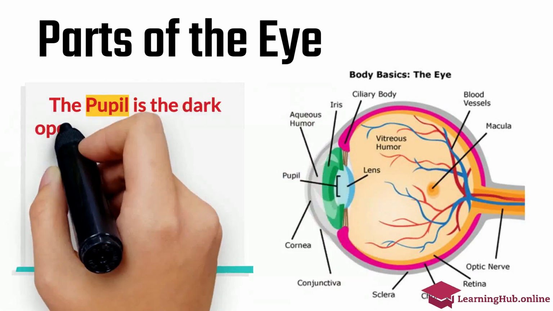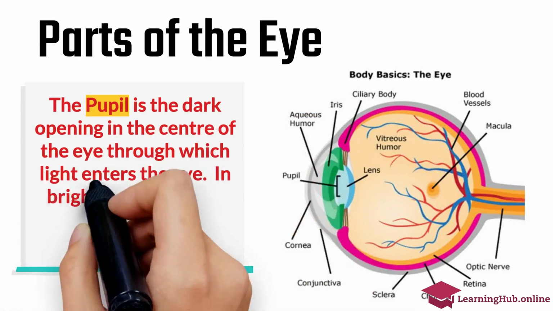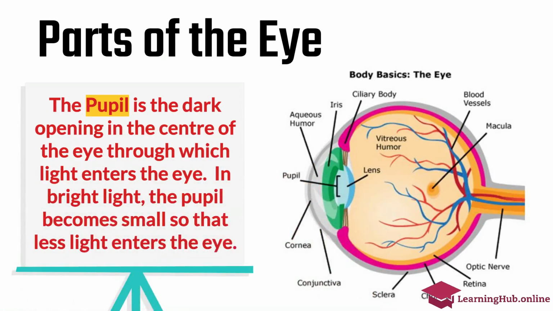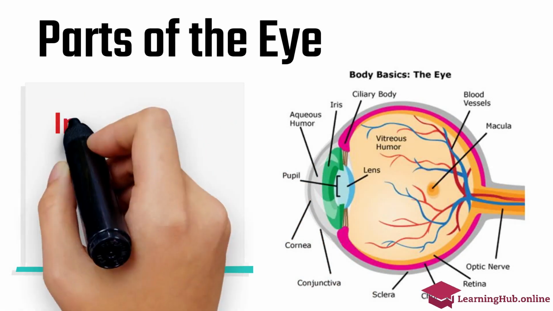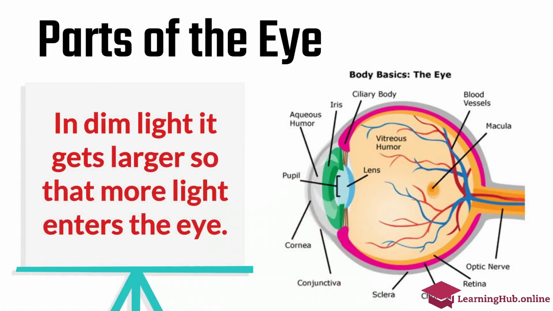The pupil is the dark opening in the center of the eye through which light enters the eye. In bright light, the pupil becomes small so that less light enters the eye. In dim light, it gets larger so that more light enters the eye.